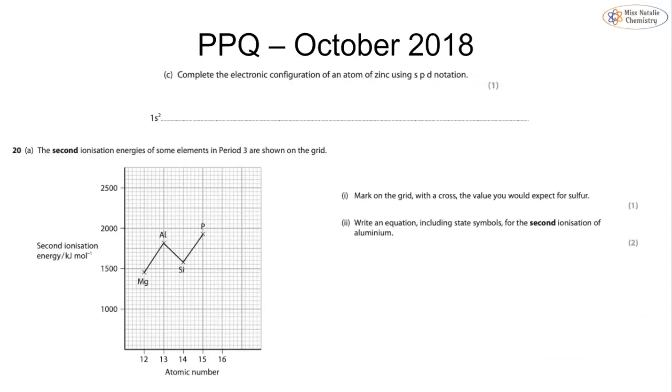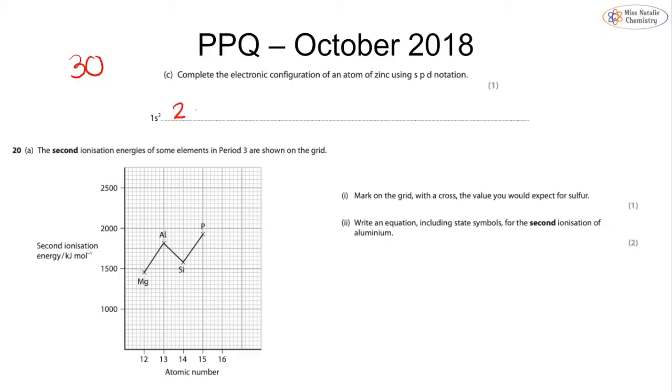So we'll finish off looking at a past paper question. This is from the October 2018 paper. And firstly, we're looking at the electronic configuration of an atom of zinc using our SPD notation. So we want to think about zinc has got an atomic number of 30. So we're going to be using our Aufbau principle and our Hund's rule in order to figure out the electronic configuration. So we have 1s2.